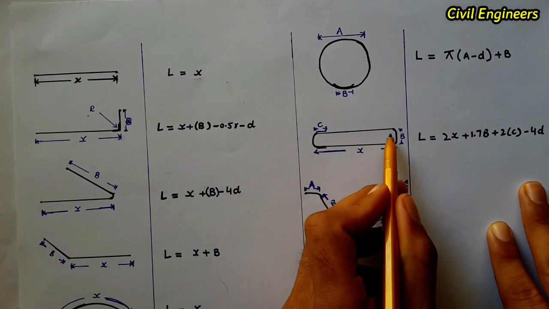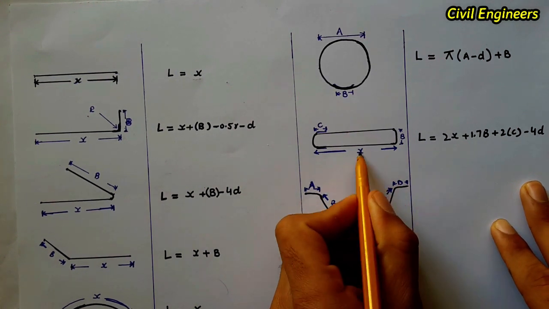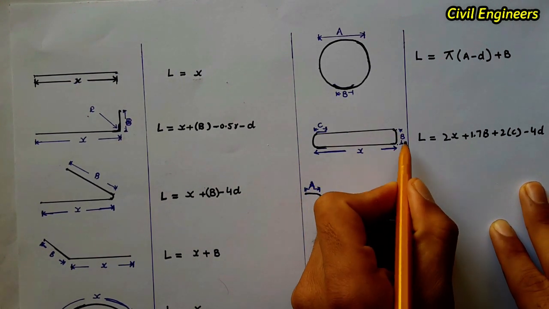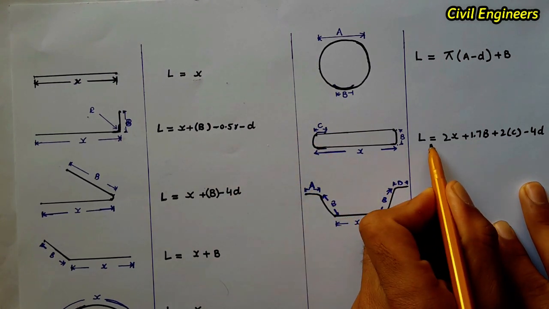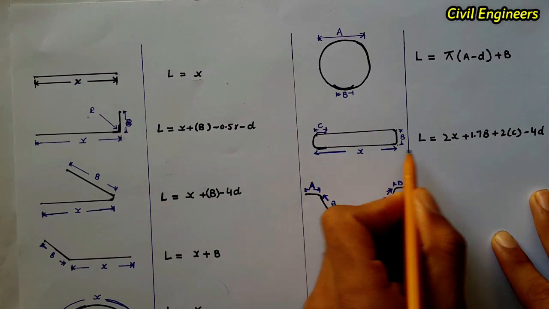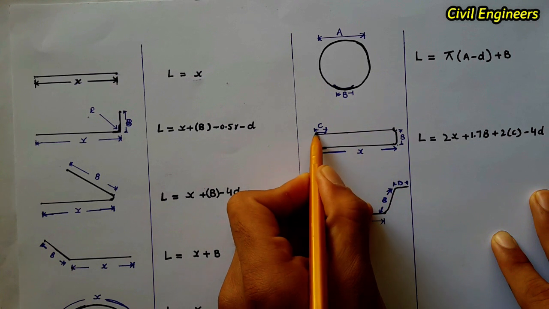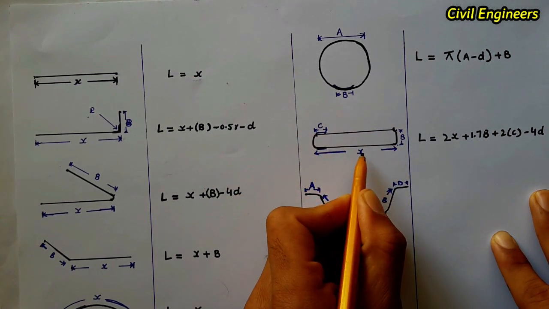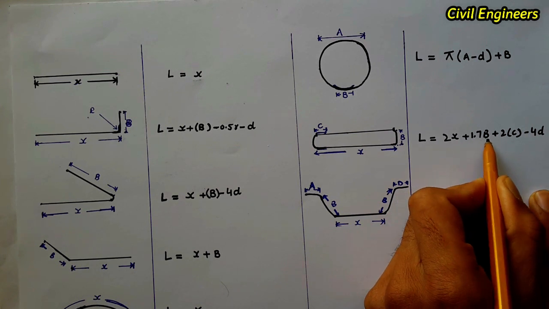And we have the other shape, which is this one, the front of U. So you can find out. This is the X value, from this point to this one is B, and this is also the extra bar, which is C. So L is equal to 2X. That's because one X is from this point to this one, and one is this one. So 2X plus 1.7B.